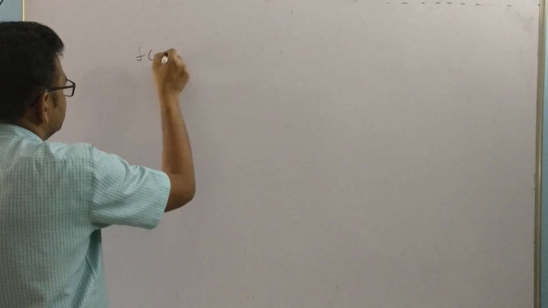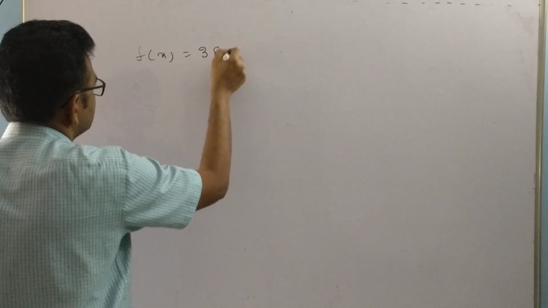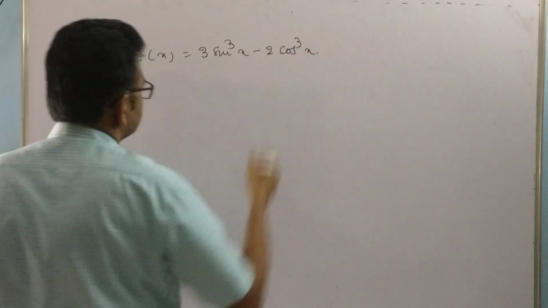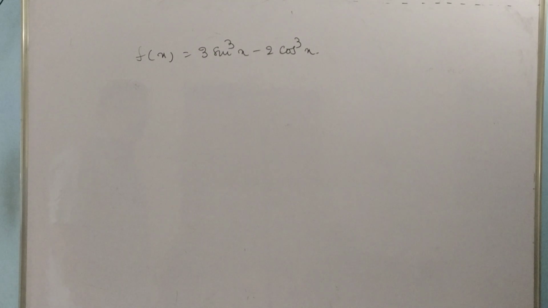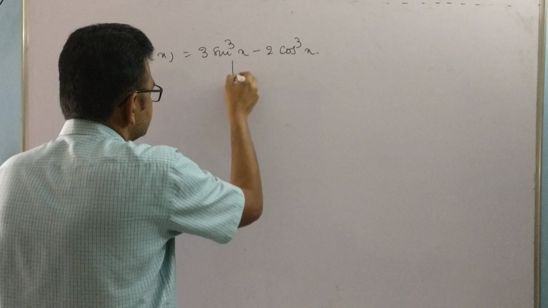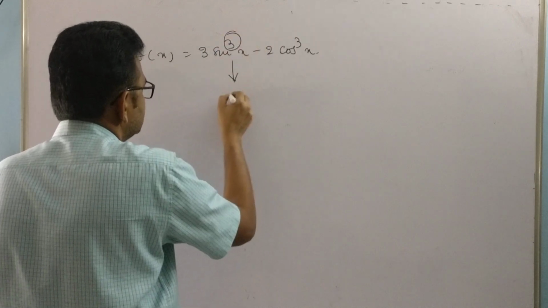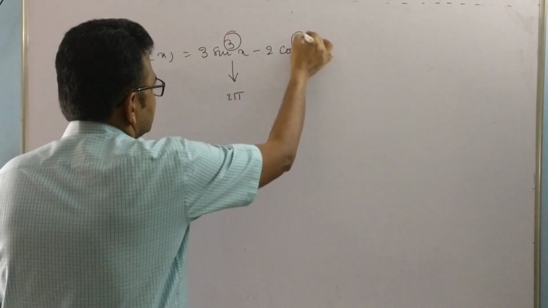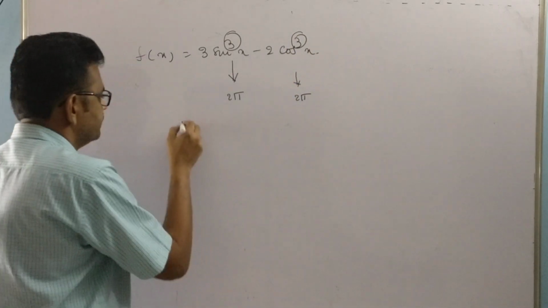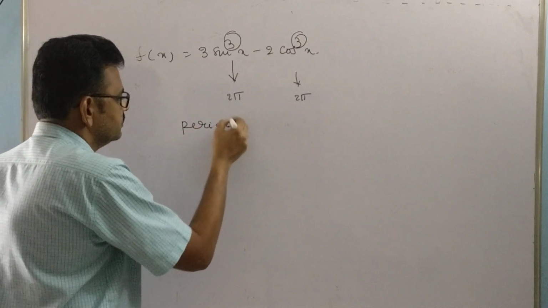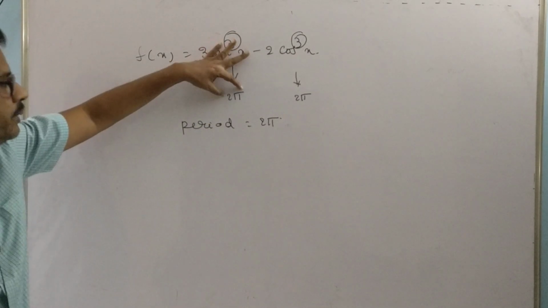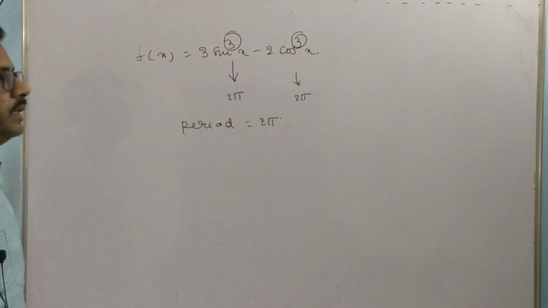Next one, f of x is equal to 3 sin cube x minus 2 cos cube x. Period. What is the period of this function? When n is odd, the period is 2 pi. N is odd, so the period is 2 pi. Therefore, the period is the LCM of these two, that is equal to the LCM of 2 pi and 2 pi. That is 2 pi. That is the period.